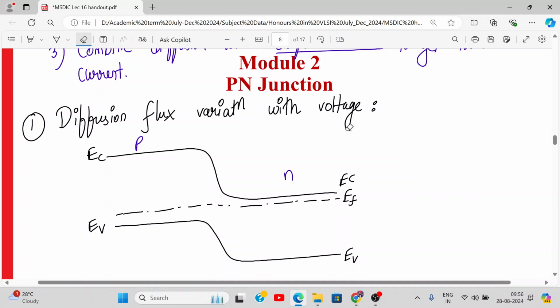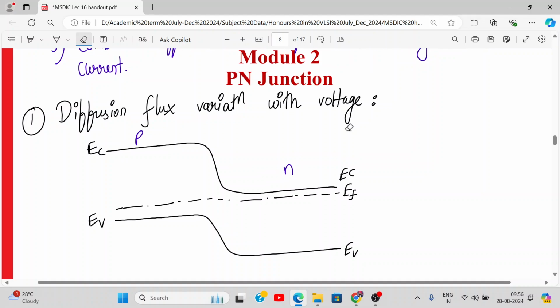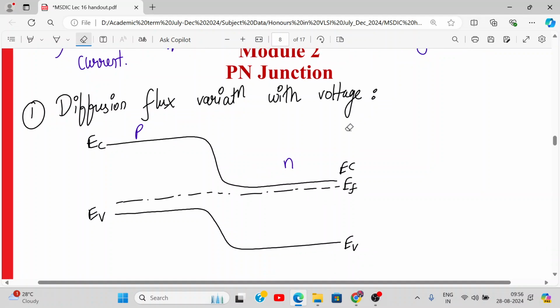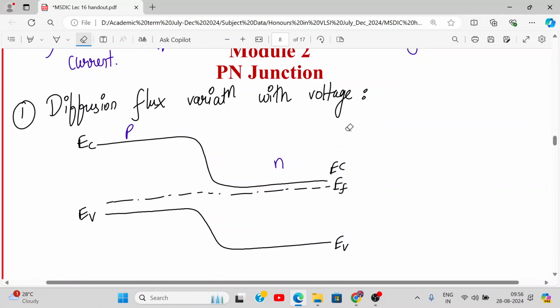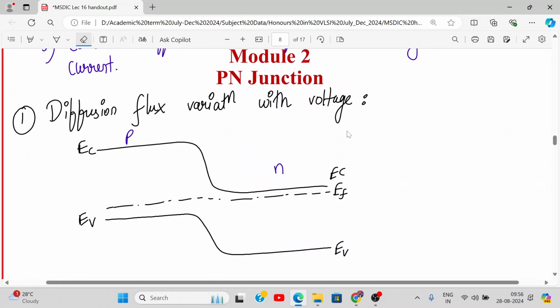Okay. So this is the energy band diagram under what? Equilibrium. And where is my VBI from here? This height. We cannot write VBI. We have to write Q into VBI, the built-in potential energy.